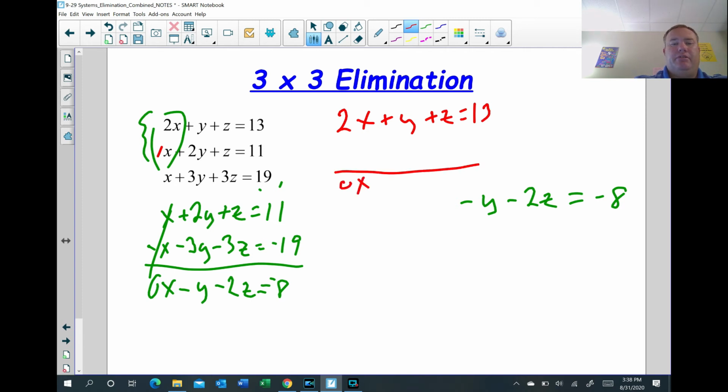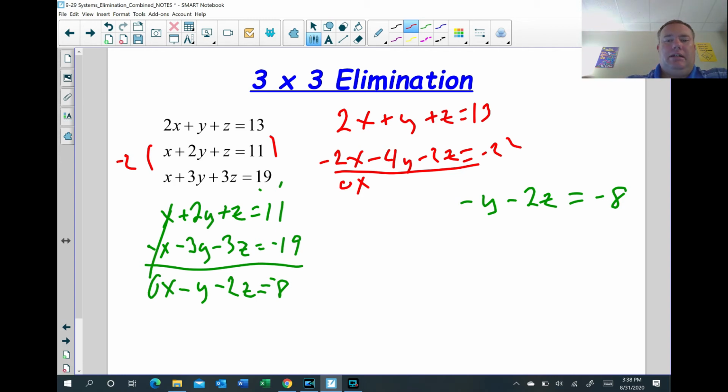Well, to make it 0, what do you have to multiply x by? This needs to be a negative 2x. What are you going to multiply x by to get that? You're going to multiply it by negative 2. Okay? Negative 2 times x is negative 2x. Negative 2 times 2y is negative 4y. Negative 2 times z is negative 2z. And negative 2 times 11 is negative 22.